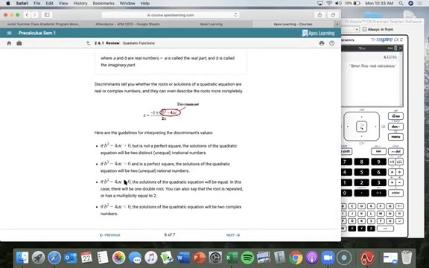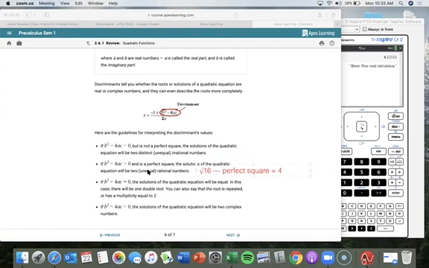Moving forward with things we already talked about, the discriminant. That's the thing underneath the square root symbol. If this is greater than zero, so if this is a positive number but it's not a perfect square, then you're going to have two real numbers. If it is a perfect square, though, you're going to have two rational numbers. An example of that is the square root of 16. That's a perfect square. That's going to give us 4.